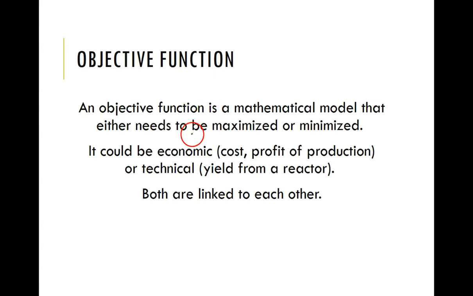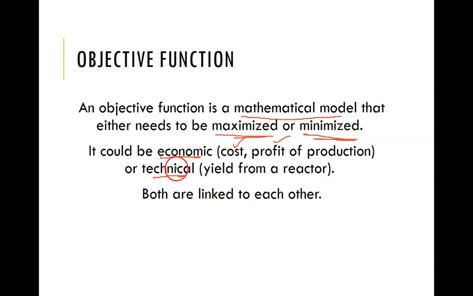If I want to define the objective function, this is basically a mathematical model that either needs to be maximized or minimized. Depending upon how you develop that model, we will see in HYSYS that we will maximize our variable or we will minimize. It could be economic, related to the cost or profit of the production, or it could be a technical model. By technical, anything which is non-economic is counted as a technical aspect, such as the yield of a reactor.